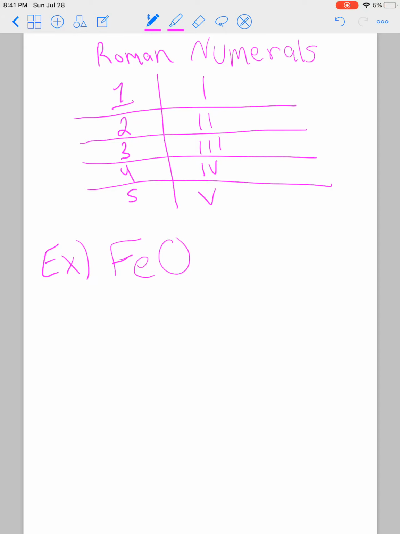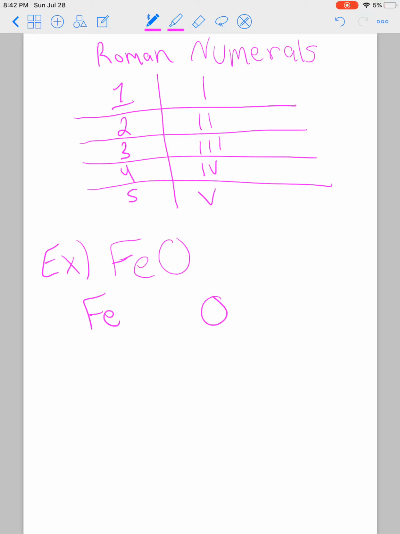Okay, so question 3, if you missed this one, that's okay because it is a little more complex than questions 1 and 2. So let's review how to name ionic compounds that have transition metals with them. What we need to do first is split this into 2 separate components, Fe and O.